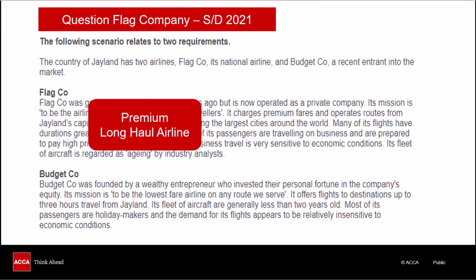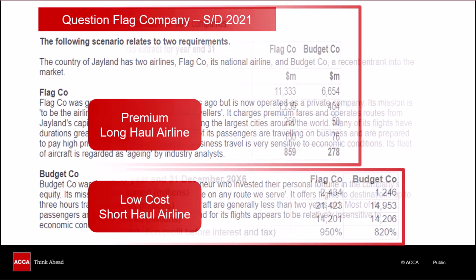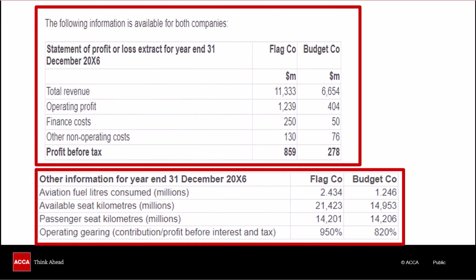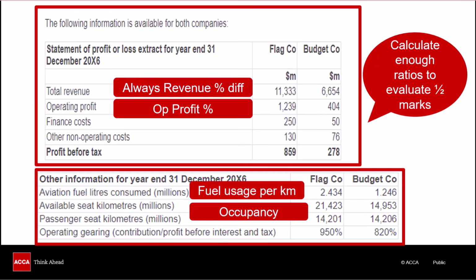Flag Company is a premium long-haul airline. Budget Company is a low-cost short-haul airline. This narrative needs to be used in your answers. You've been given some information to calculate ratios, and you'll get half a mark per ratio that's calculated. So we're going to do a spread of ratios: always do revenue, always do operating profit margins, and then you can look at those non-financial ones, which is fuel usage and occupancy.